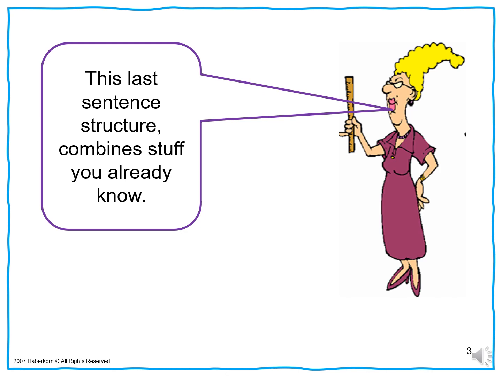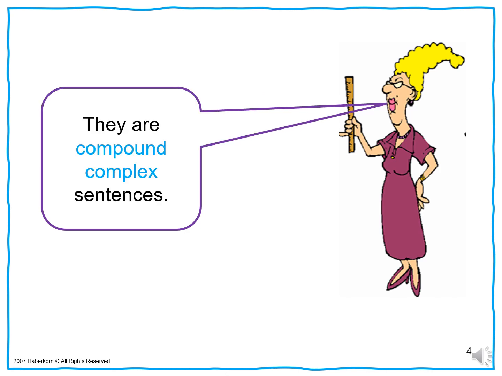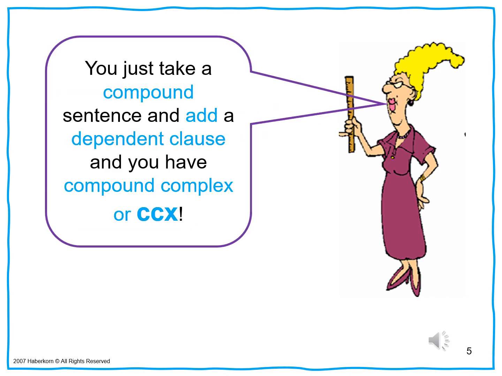The last sentence structure combines stuff you already know. You already know compound sentences. You know complex sentences. Now you're going to combine the two, and it's called a compound complex. You just take a compound sentence, add a dependent clause using a subordinating conjunction, and you have a compound complex sentence, abbreviated CCX.